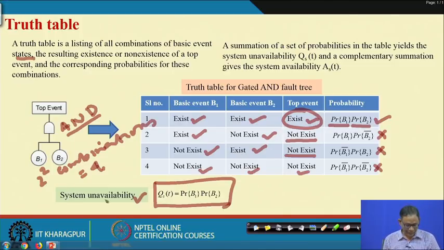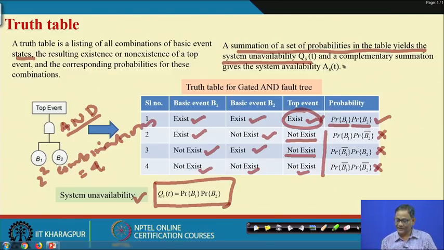Then what is system unavailability? The summation of the set of probabilities in the table where the top event exists yields the system unavailability QST. Here there is only one such situation, so that probability is considered. If we want to find the availability, which is 1 minus QST, it is the sum of the probabilities of the other three situations. So a complementary summation gives the system availability.